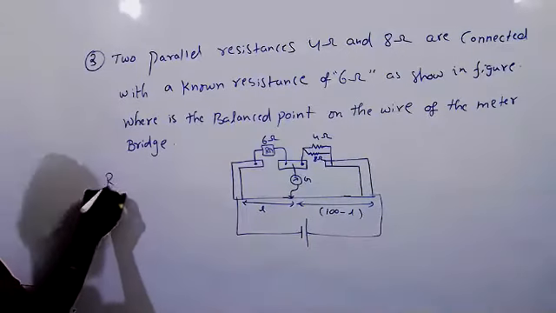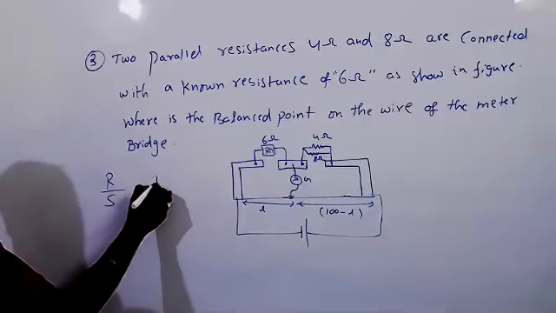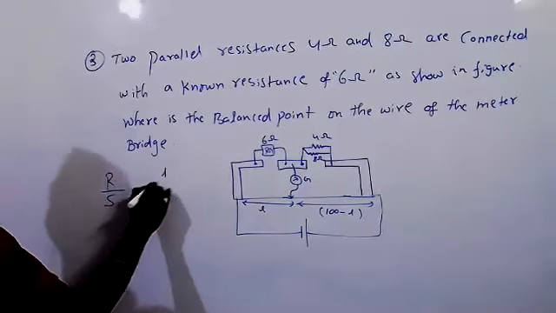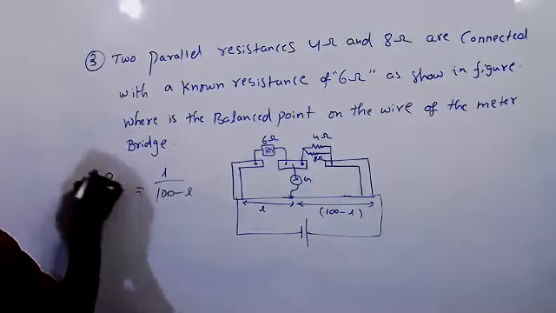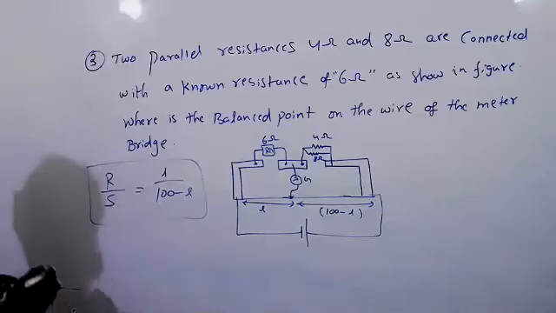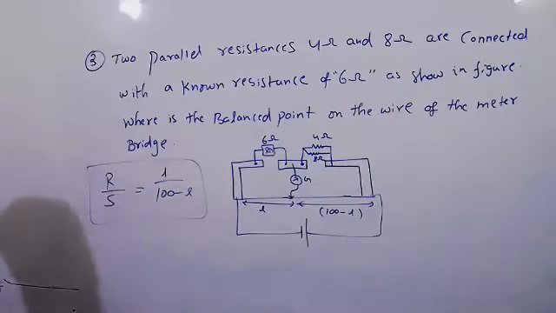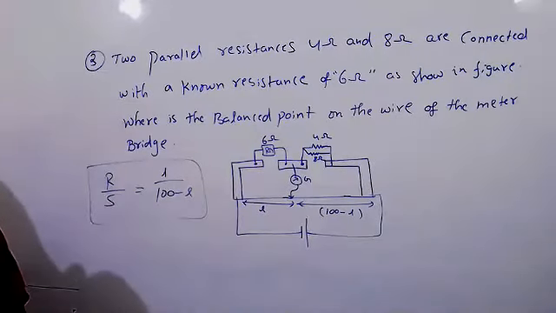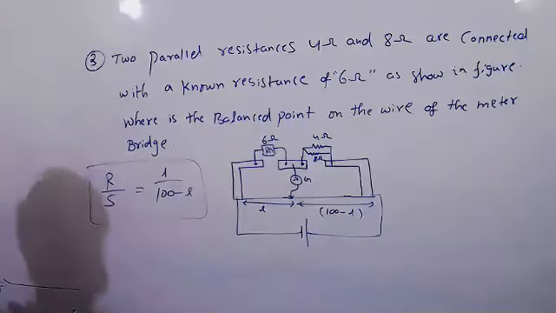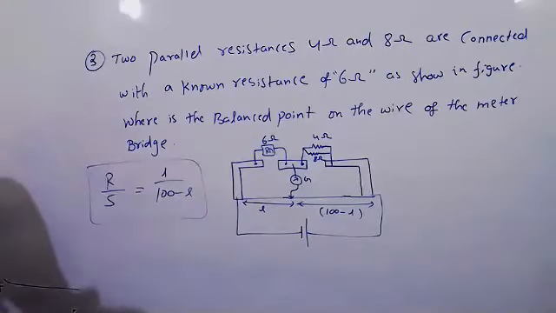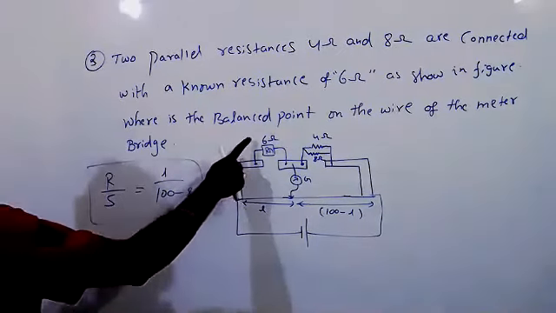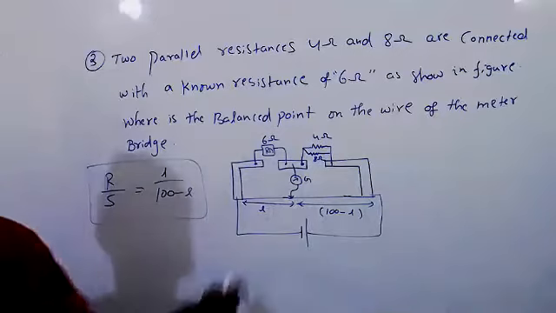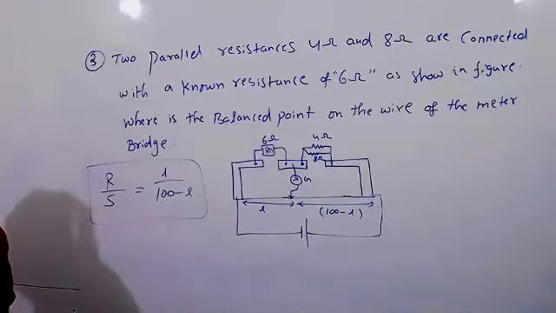Formula: R by S equal to L by 100 minus L. So L you have to calculate. R is this, S is that, and the remaining you can calculate. Calculate and tell me the answer. Balanced point.